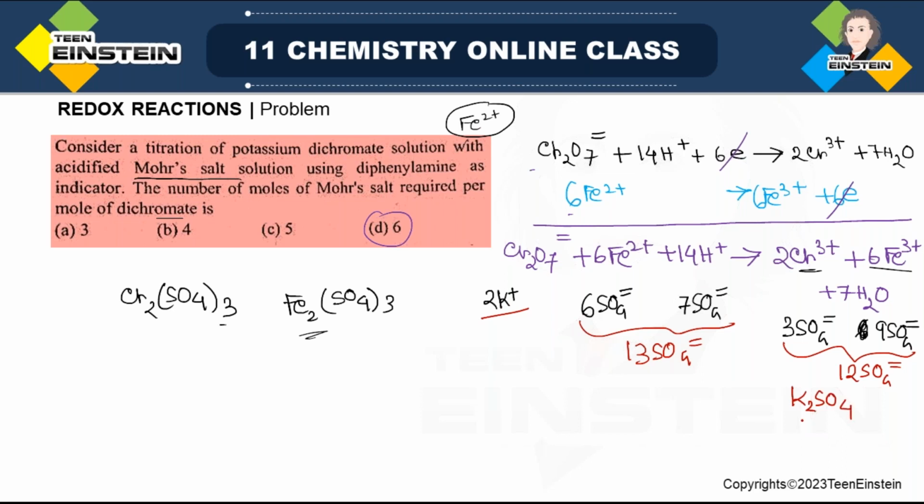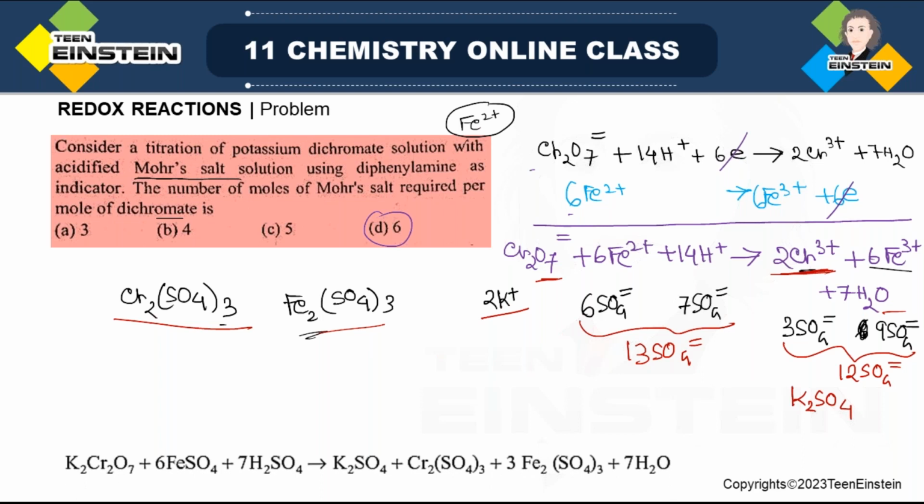In the ionic equation, you will not find all this, because the spectator ions will not be present. So how should the final molecular equation be? It should be K2Cr2O7 plus 6 FeSO4 plus 7 H2SO4. Then on the right hand side, it should be Cr2(SO4)3, then we will have 3 Fe2(SO4)3 and water molecule as it is. Now look at this. This is the final balanced molecular equation.